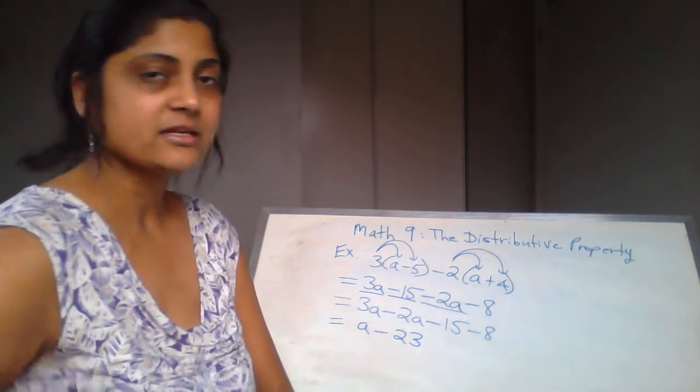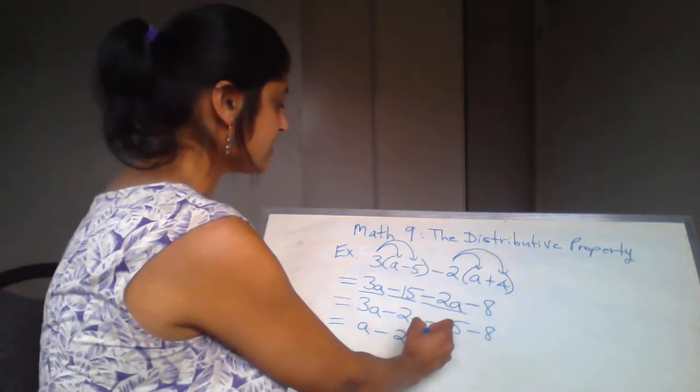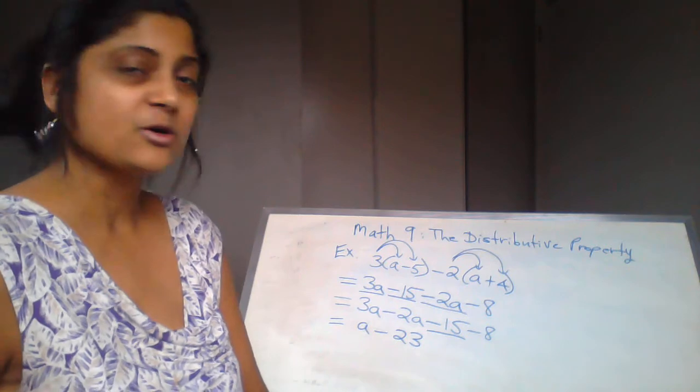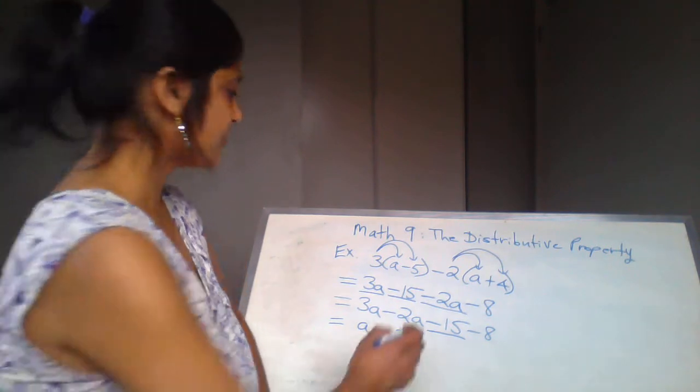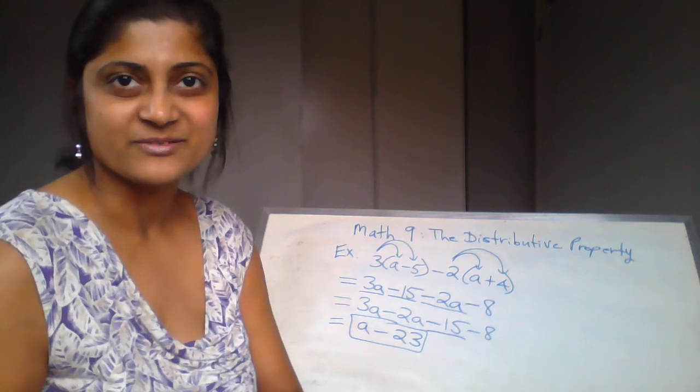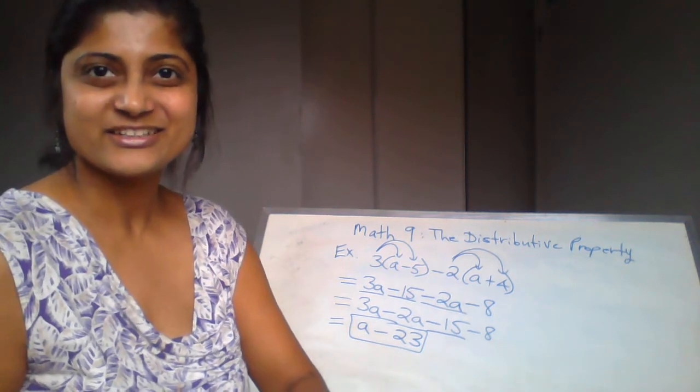And how I know it's negative 23 is because the 15 is the bigger number here, and the sign for the 15 is negative, okay? So the 23 is also negative. And this is my final answer, okay? So it's a minus 23. Does everyone see that? Okay, good.